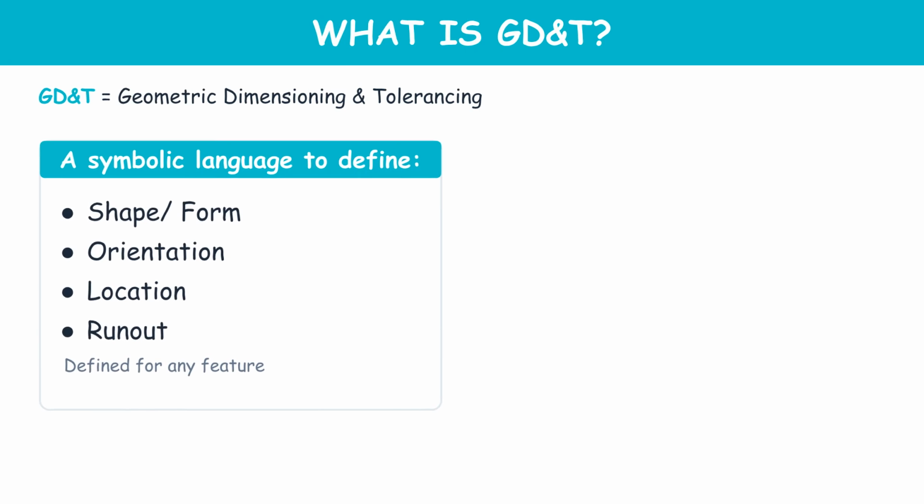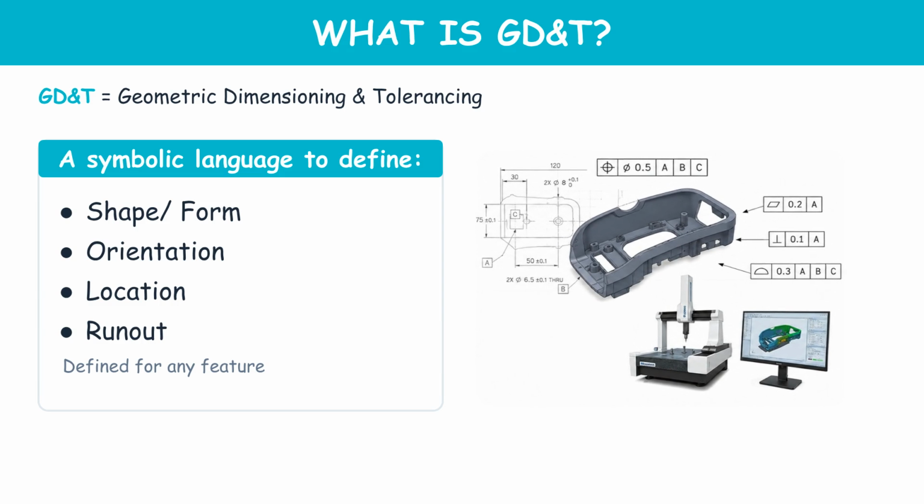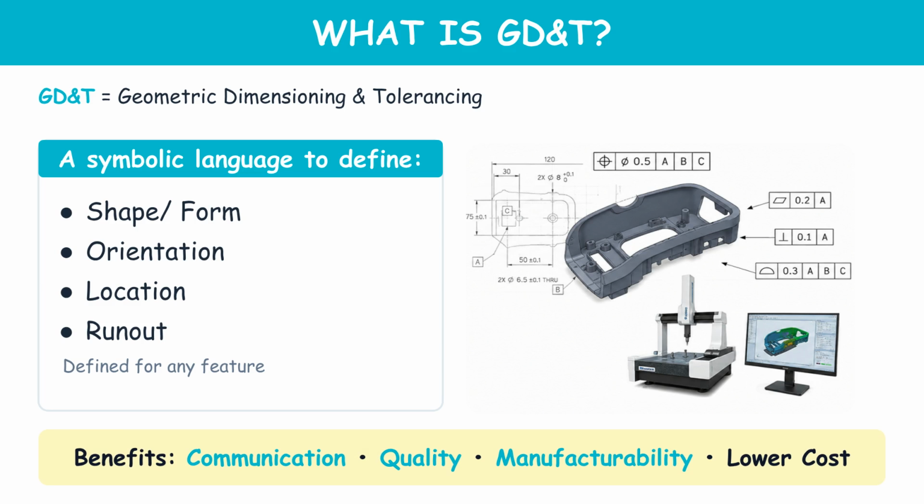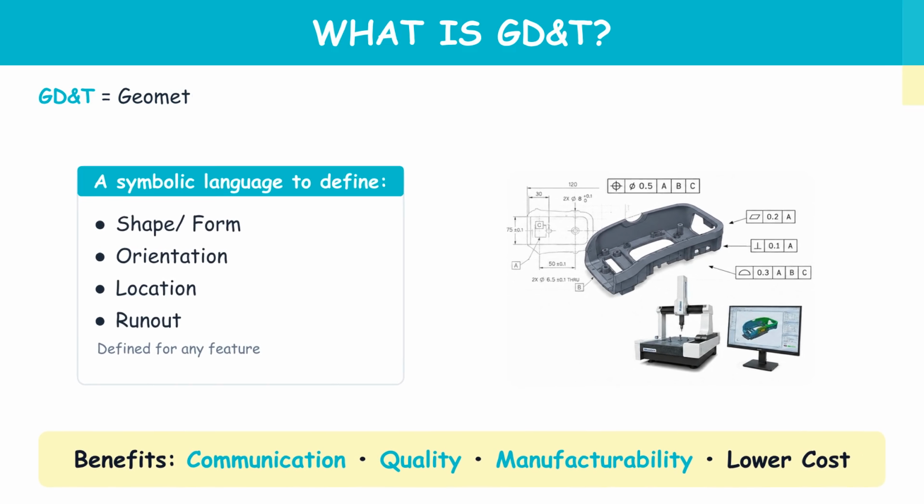GD&T stands for Geometric Dimensioning and Tolerancing. It is a symbolic language used to control shape, orientation, location, and runout of features. Instead of only defining size, GD&T defines how a part should actually behave and fit during assembly. This improves communication, quality, manufacturability, and often reduces manufacturing cost.